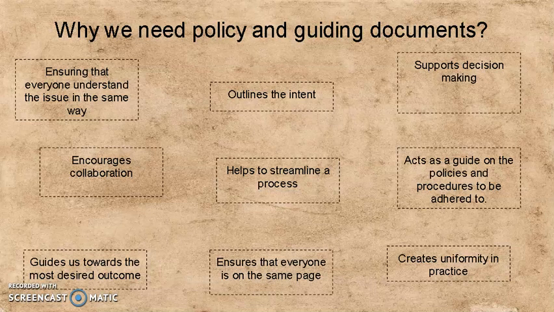It also helps to streamline the process, so we know that A precedes B and B precedes C, and that it's going to be a smooth process. We know how to document, and we know how to refer to the documents when and as needed. It also guides us towards the most desired outcome. If we know the outcome, it's easier for us to plan the steps to get there. So policy documents do give us the end point. What do we want the outcome to be? What do we want the product of this process to be, in easier terms?